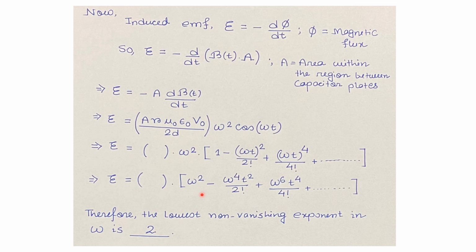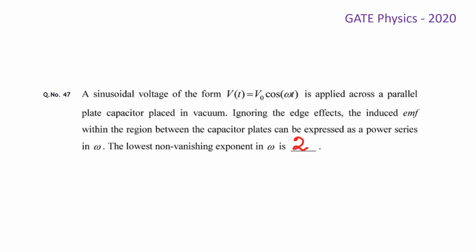So we can see the lowest non-vanishing exponent of omega is 2. Therefore, the lowest non-vanishing exponent in omega from this expression is coming out to be 2 here. According to our solution, the lowest non-vanishing exponent in omega is 2.